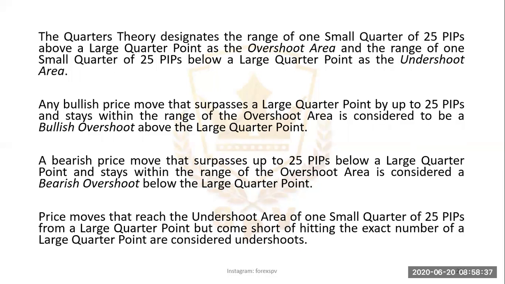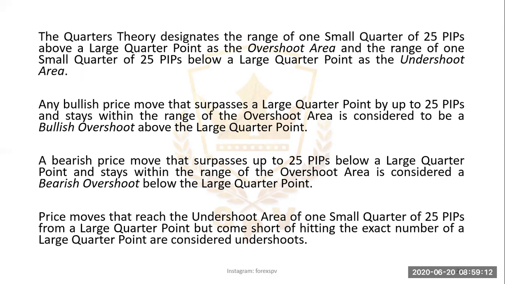So an overshoot and an undershoot area lies 25 pips above a large quarter point and around 25 pips below the large quarter point. Quarter theory designates the range of one small quarter of 25 pips above a large quarter point as an overshoot area, and the range of one small quarter of 25 pips below it as an undershoot area.